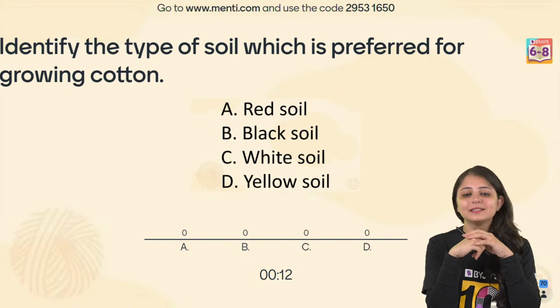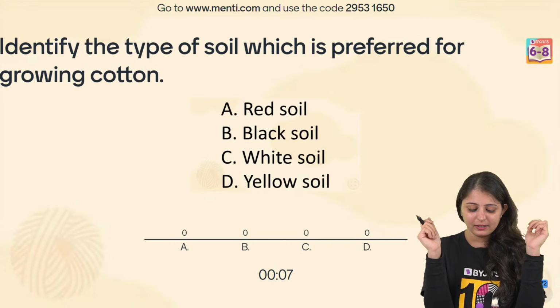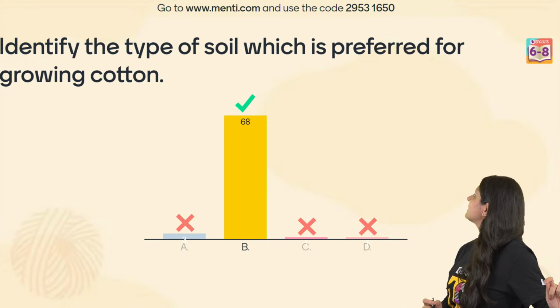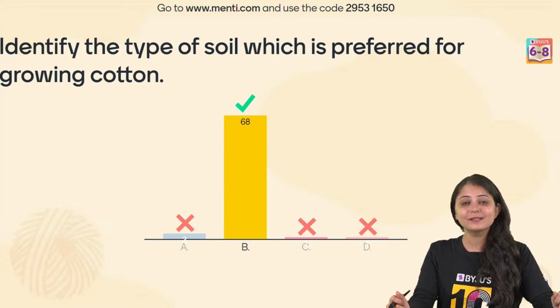Done, done, done. I see a lot of done, done, done. Okay. I think isme bahut sare bachche sahi answer denge. I hope my guess is right. My fingers are crossed. Let's see how many of you got this one right. Awesome. This was beyond my expectation. Honestly, 68 of you got the answer right.